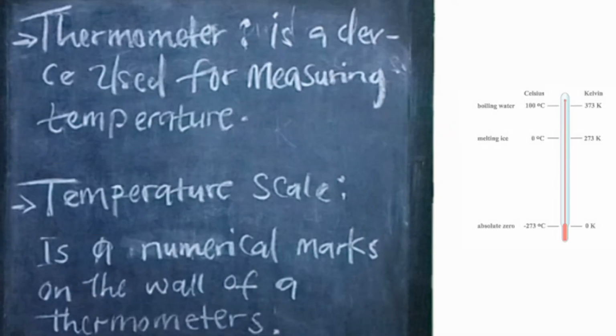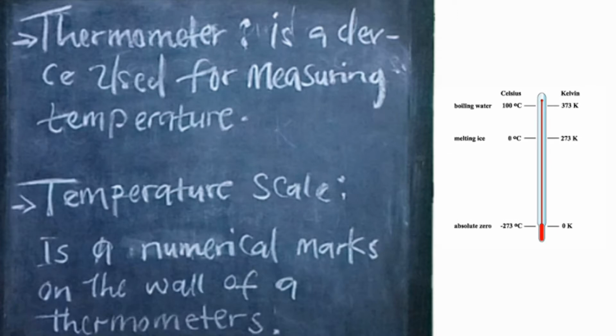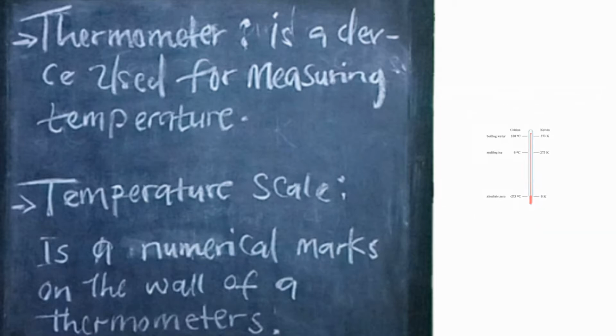A thermometer can simply be defined as a device used for measuring temperature. To make thermometers useful, we must mark a scale on them. We must mark a scale of numbers on the wall of the thermometer. So a temperature scale is a set of numerical marks on the wall of the thermometer, be it degree centigrade, degree Fahrenheit, as well as Kelvin. They all have numbers.